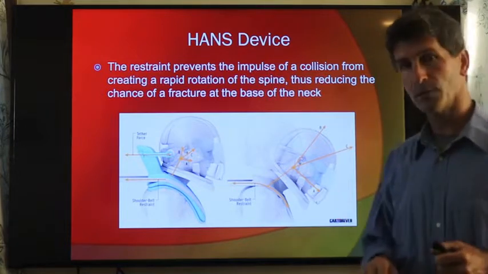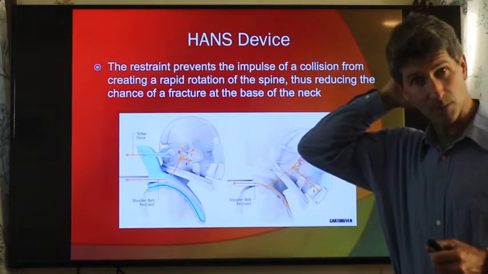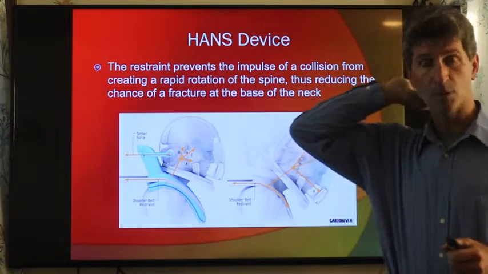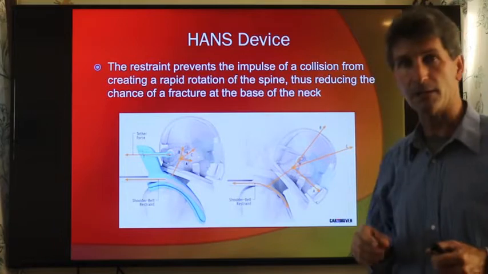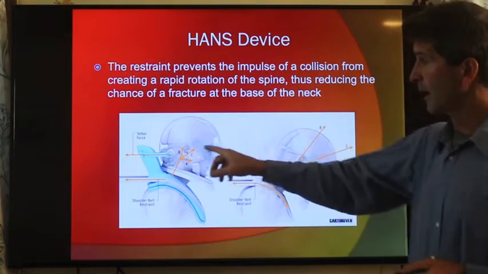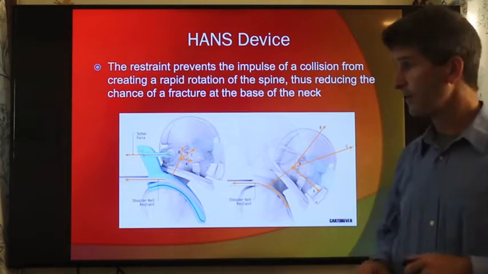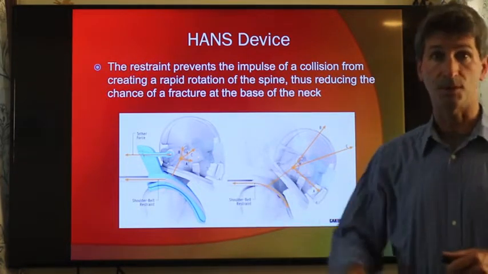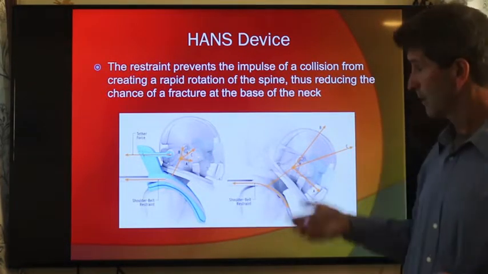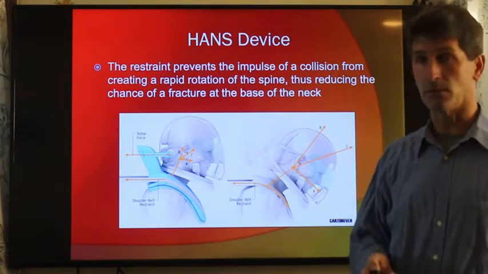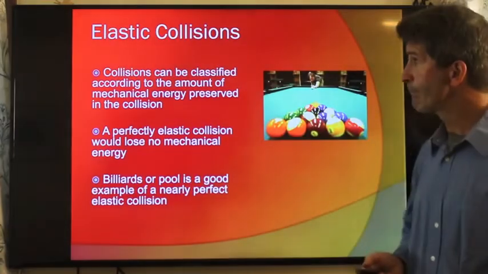So the problem that they were having here is the last vertebrae right before the skull, or the first vertebrae right after the skull, was fracturing due to a very violent snap forward. And putting these tethers right here prevented the head from going too far, from hyperextending, or I should say in this case it's a hyperflexion, and creating this type of fatal injury. Okay?